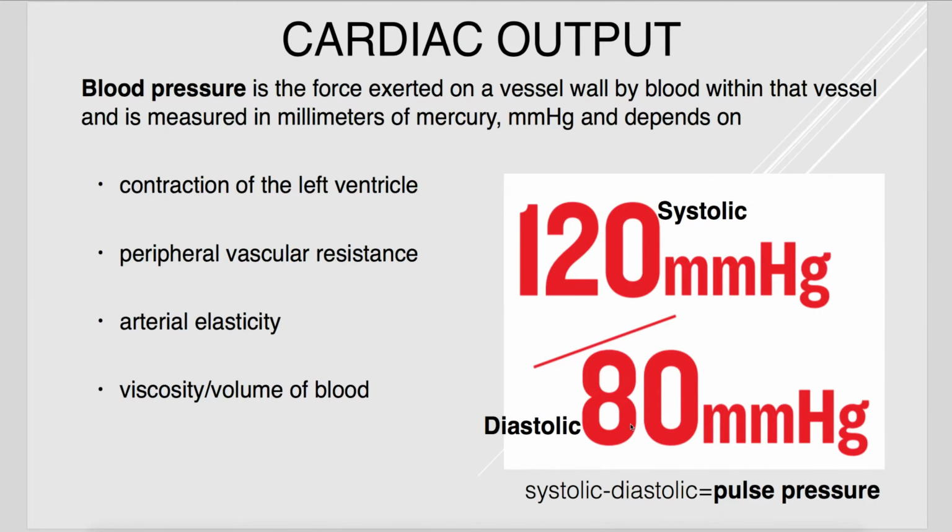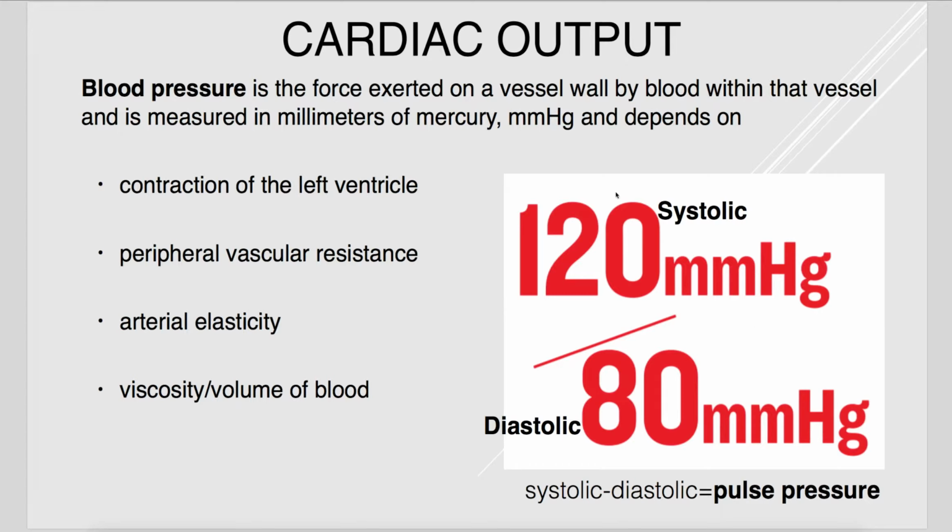So blood pressure, this is just the force that is exerted on arterial walls by blood, and of course it's measured in millimeters of mercury. And the things that play into blood pressure are the contraction strength of the left ventricle, how elastic the arteries are, any sort of peripheral resistance in the arteries, as well as the viscosity and the volume of blood. And we talked about how all of these can change in response to different lifestyle choices and pathology.